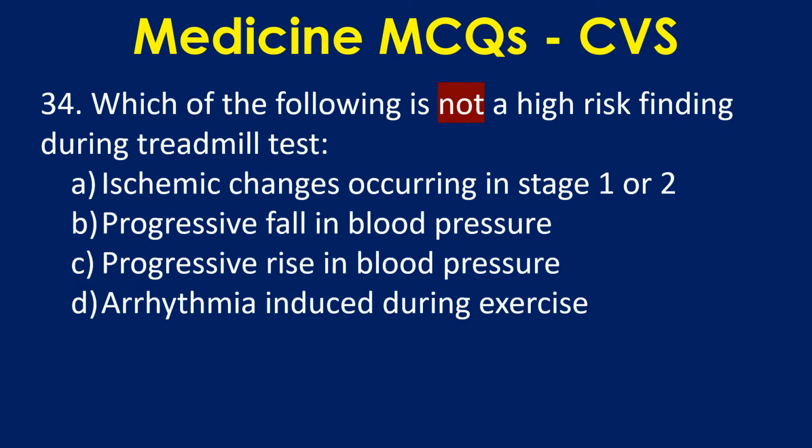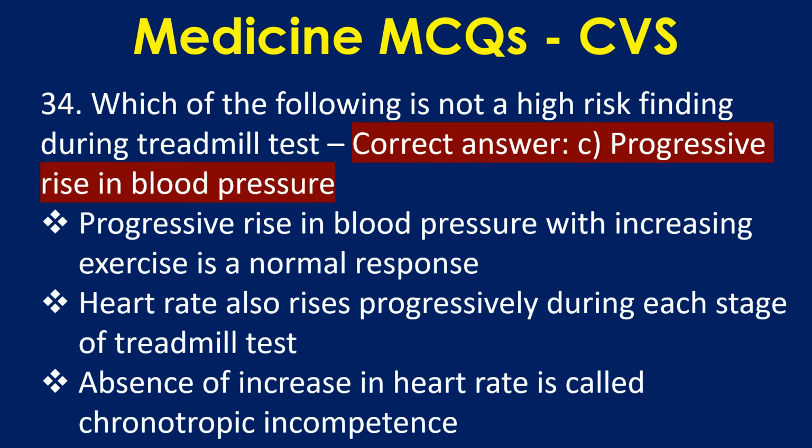Which of the following is not a high-risk finding during treadmill test? A. Ischemic changes occurring in stages 1 or 2. B. Progressive fall in blood pressure. C. Progressive rise in blood pressure. D. Arrhythmia induced during exercise. Correct answer C. Progressive rise in blood pressure.